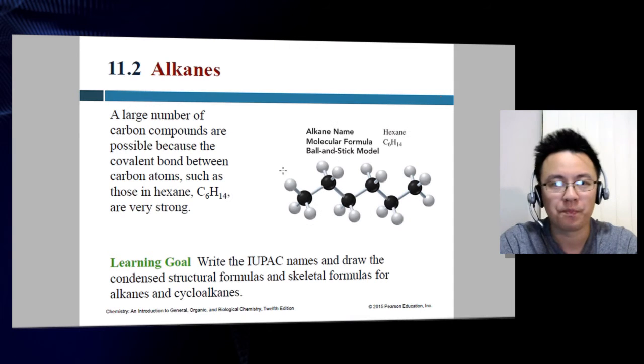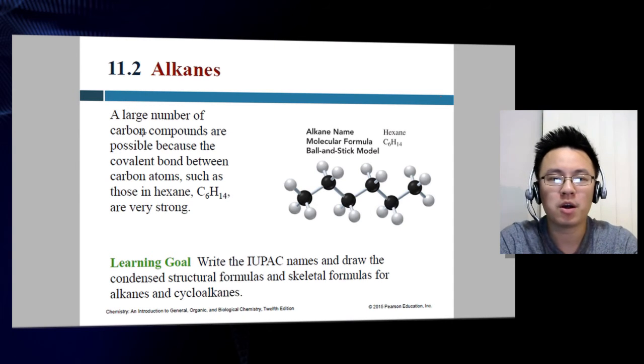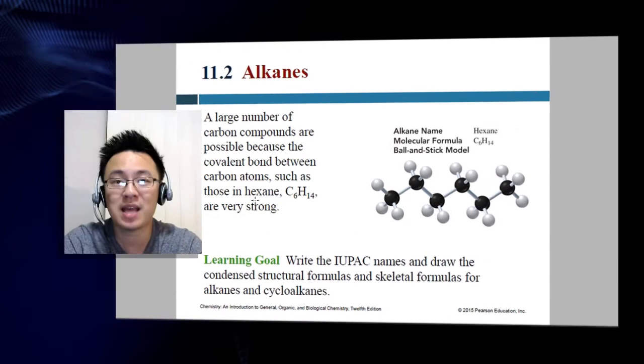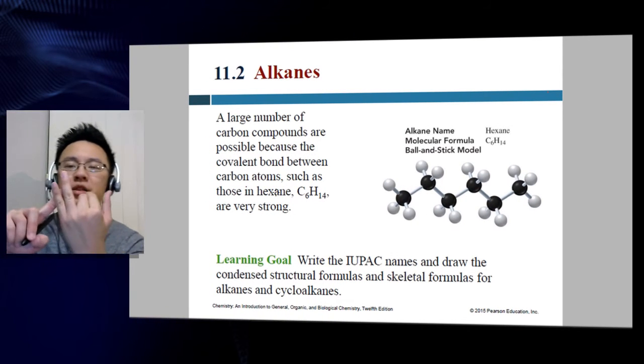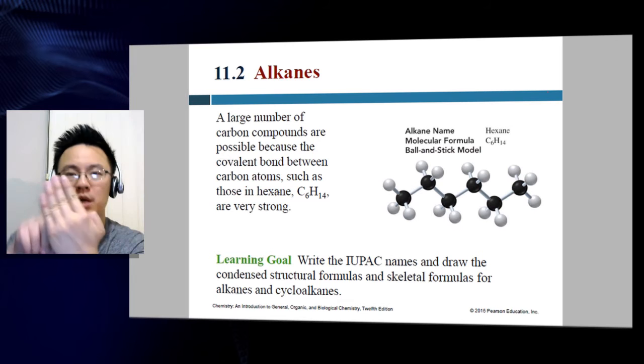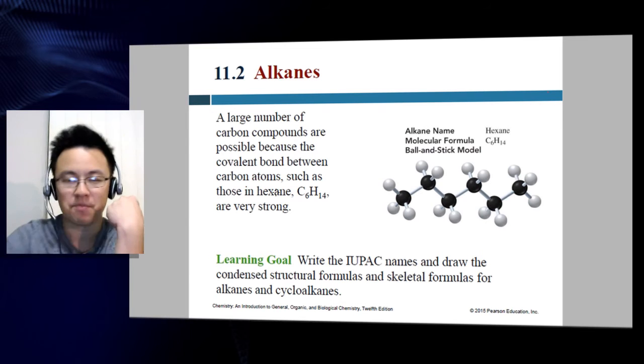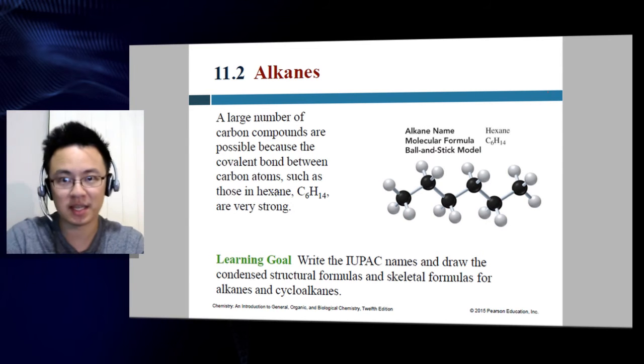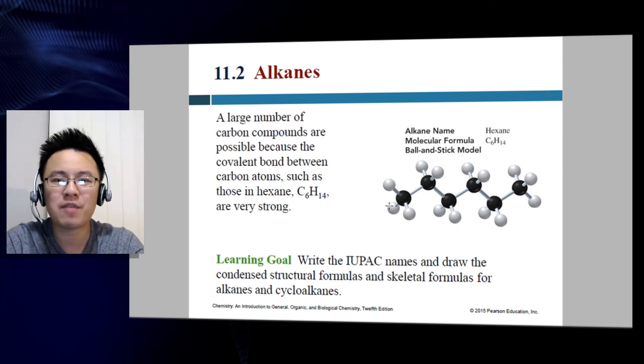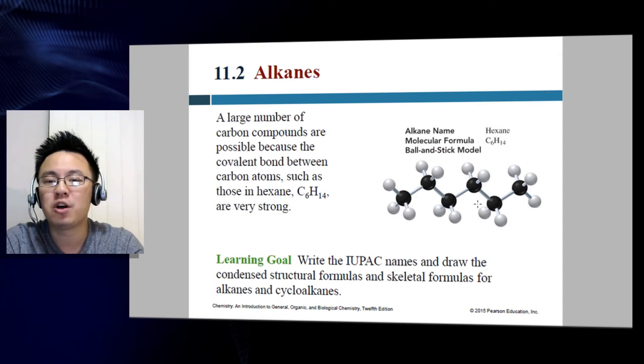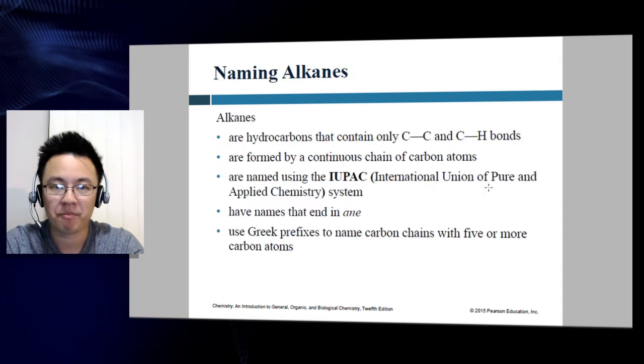All right, let's move on. Now, a large number of carbon compounds are possible because of the covalent bond between the carbon atoms, such as those in hexane. Meth, eth, prop, but, pent, hex. Hex is 6. So you can see we have our ball and stick model of a hexane molecule. There's 1, 2, 3, 4, 5, 6 carbons, and we have there 14 hydrogens. Each one of these carbons has 4 bonds to them.